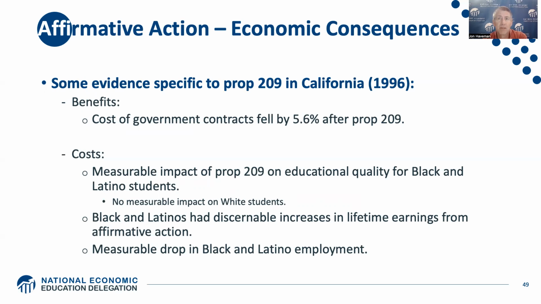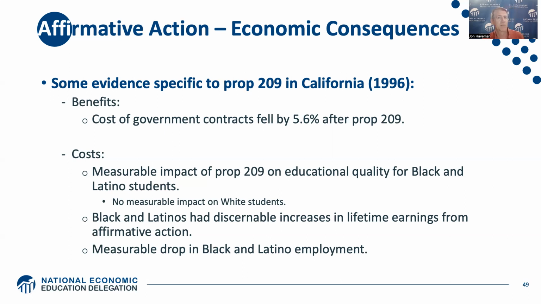The benefit, a measured benefit of the ban of affirmative action, was that the cost of government contracts fell by about 5.6%. What that means is that by handing out contracts with affirmative action on a discriminatory basis, discriminating in favor of Black and Latino contractors, they ended up paying more for services, right? So a cost of about 5.6% in terms of government contracts. That was one of the benefits of getting rid of affirmative action, right?